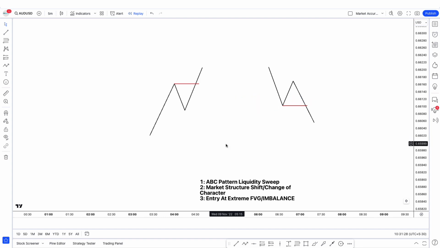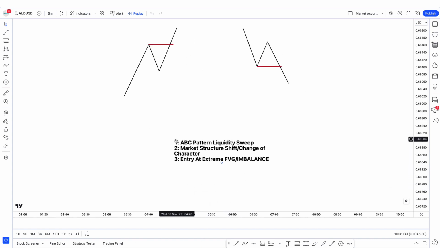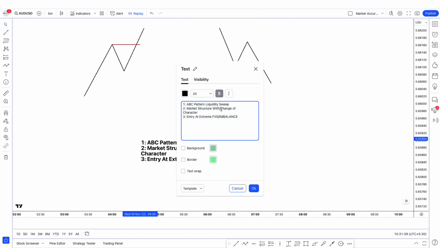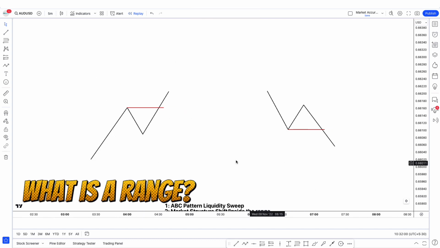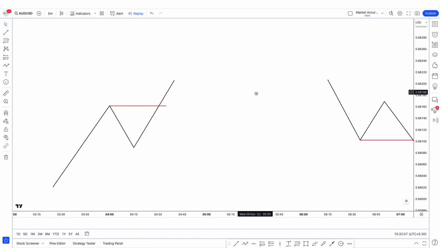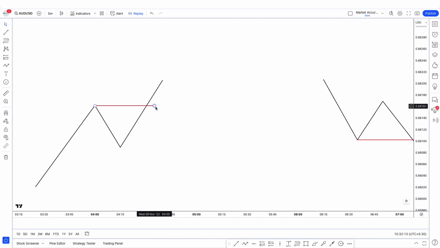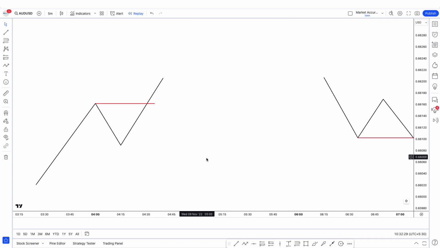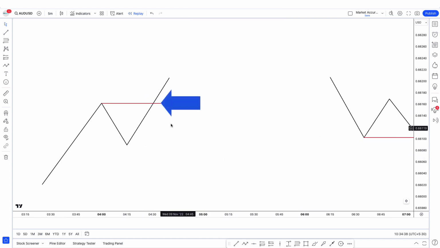So we look for the ABC pattern liquidity sweep. And rule number 2 is we wait for a market structure shift, change of character, whatever you want to call it, inside the range. Okay? So let me add this in, inside the range. Now, what is a range? This line that I've drawn on the high of the A leg, anything below this line is a range. And I want the price to change character or break the structure below this line.